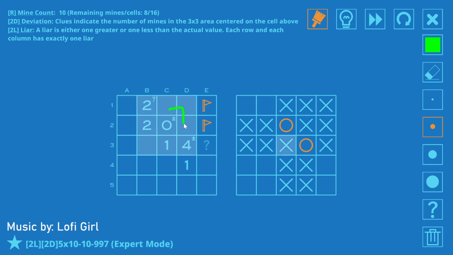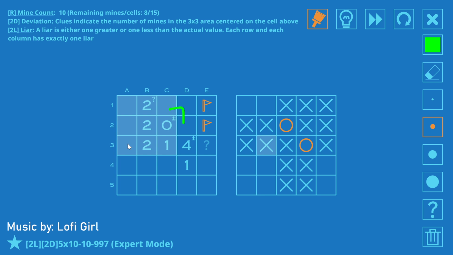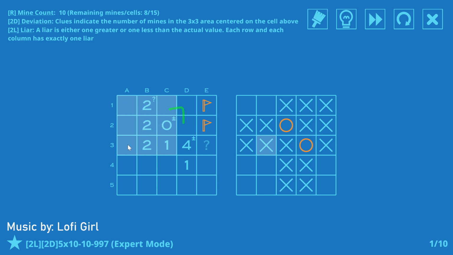And we know there's exactly 1 mine here. So there's no mine here. And this 2 is also telling the truth. So there's 2 mines here. But by this 2, there's also 2 mines here. So I think that means that there's no mine here.